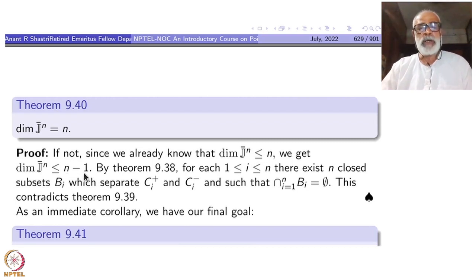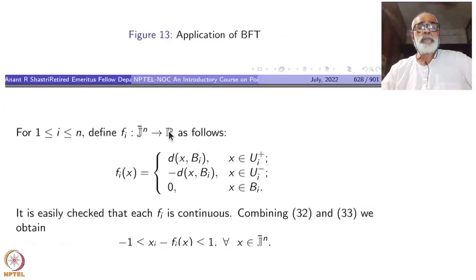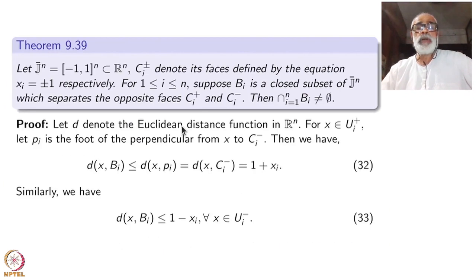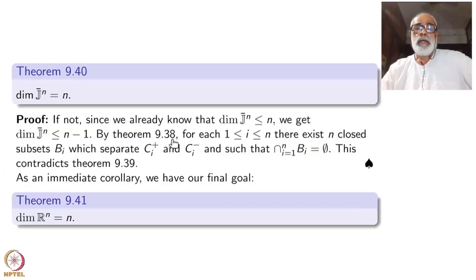As soon as it is n minus 1, by our theorem 9.38, whatever we have proved today, it means that for each i, 1 less than or equal to i less than or equal to n, there exist n closed subsets bi which separate ci plus and ci minus, such that the intersection is empty. But Brouwer's fixed point theorem, applied just now to the previous theorem, says this is non-empty. So that's the contradiction to this theorem, right? 9.39. Therefore, the dimension is tight, it has to be equal to n. Rn being a larger space containing Jn bar, its dimension is also n.